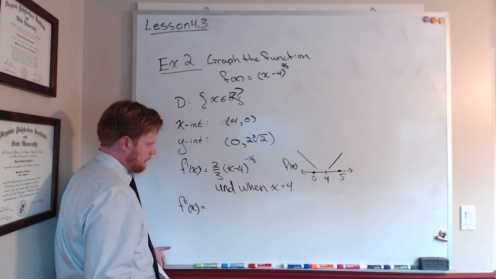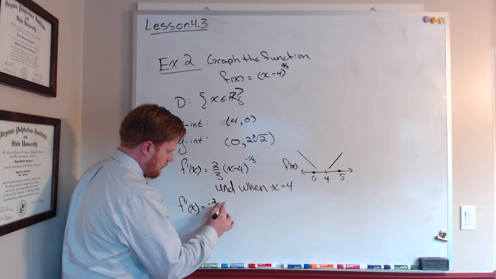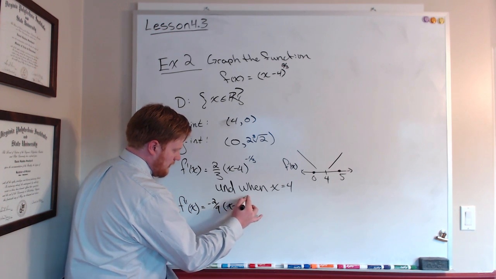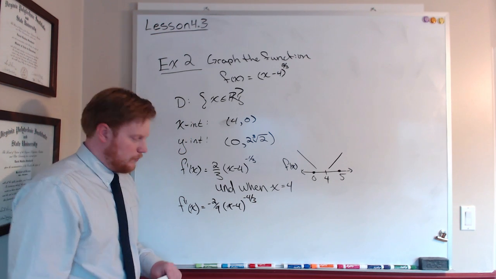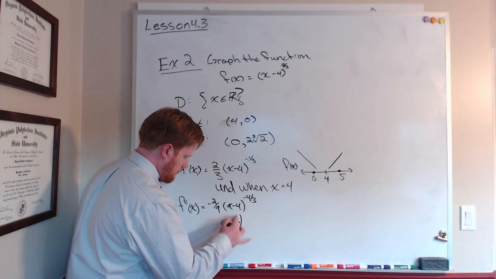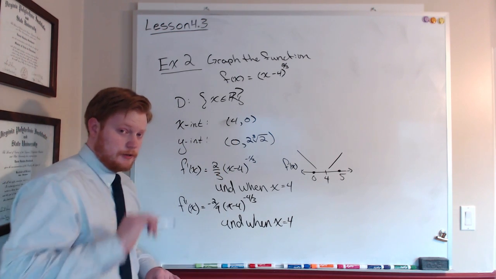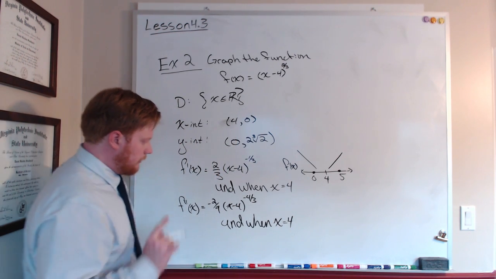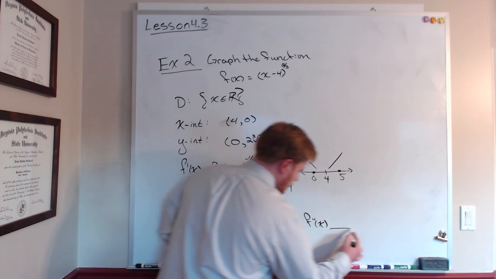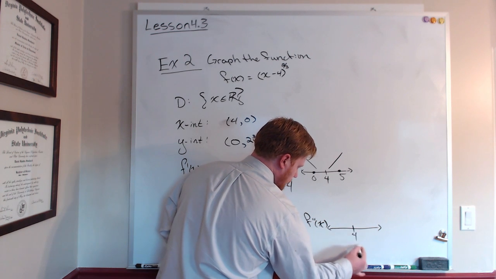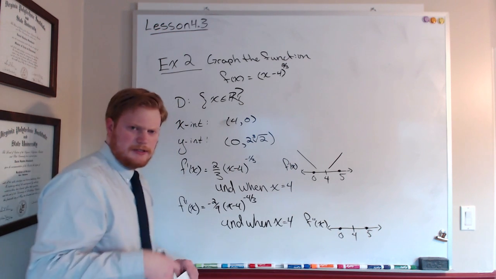Alright, second derivative. The derivative of the first guy is going to be negative 2/9 times x minus 4 to the negative 4/3. And that again is undefined when x is 4. Now it's never equal to 0, but it is undefined when x is 4. So the second derivative test will look something like this. We're at 4, we're going to plug in 5, and we're going to plug in 0. I like to plug in 0 because 0 is easy to play with.